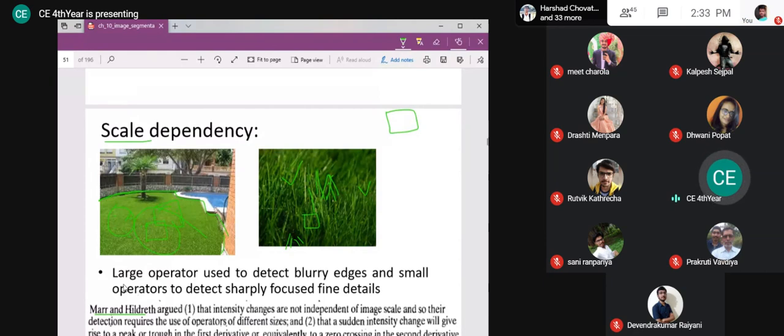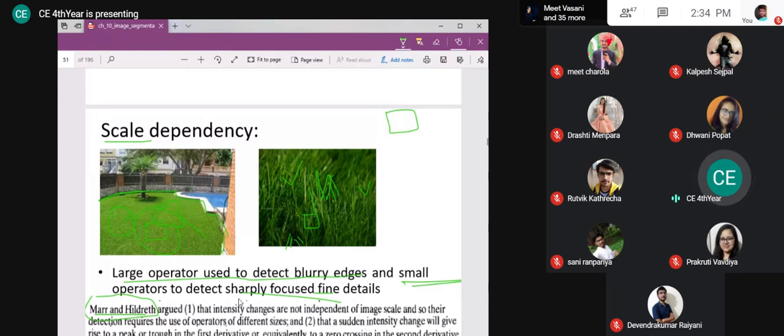So a larger operator is required to detect the blurry edges, and a smaller operator is required to detect sharply focused fine details, because the details are very small. And if I'm using a larger mask, all the details smaller than that mask will get suppressed. So I'm not going to get the smaller details. That is quite logical, right? That was a very obvious observation that we already had, but it affects your edge detection, and it was proposed by Marr and Hildreth. So they identified the issue.